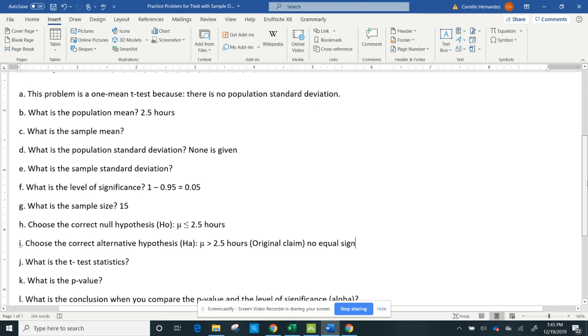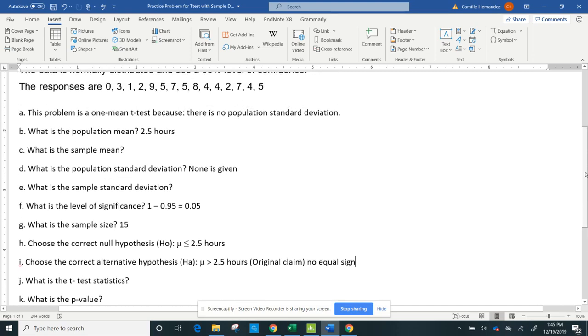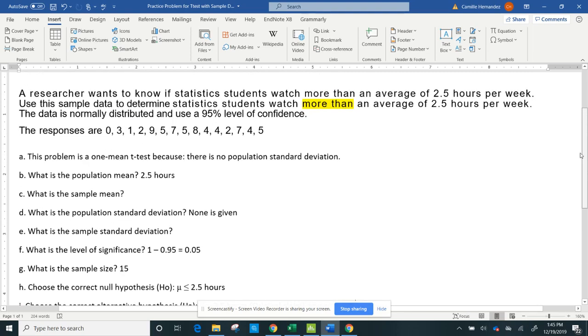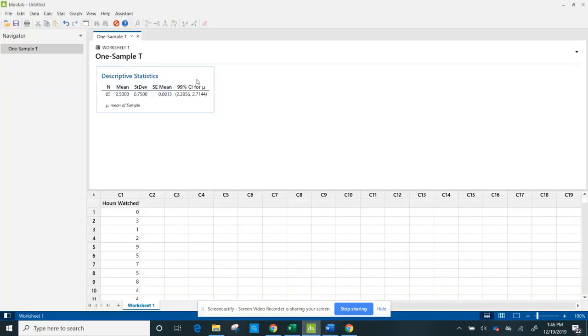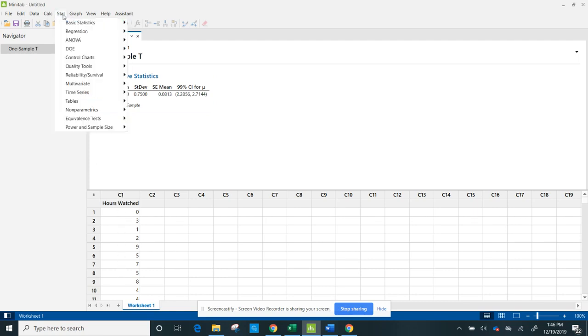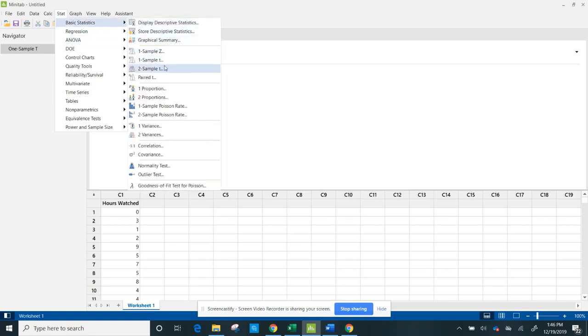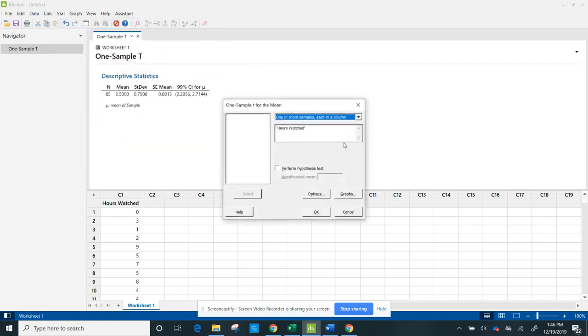And then it asks for my t-test, my p-value, and my conclusion. Well, I can't get anything else of that because, again, I was given a sample of data. So what I'm going to do is go to Minitab. I've already put my data in here for hours watched. So then I'm going to go Stat, Basic Statistics, and I'm going to do One-Sample t. So I already have in here one or more samples, each in one column, and I have hours watched in there. Now I am going to click perform a hypothesis test with a mean of 2.5. Well, where did I get that 2.5?